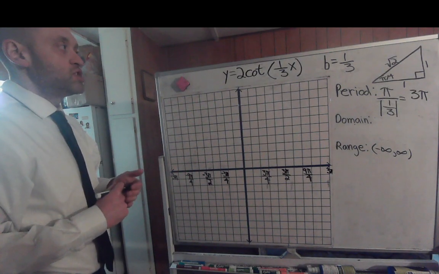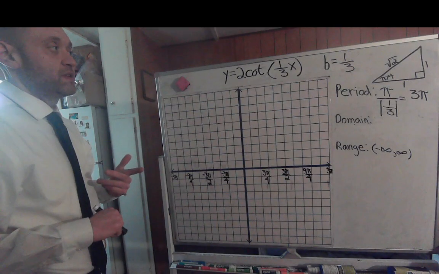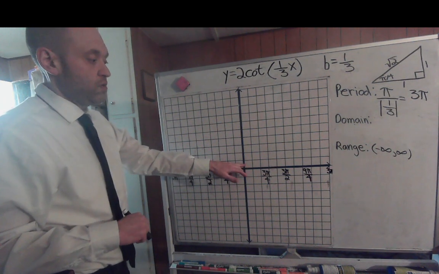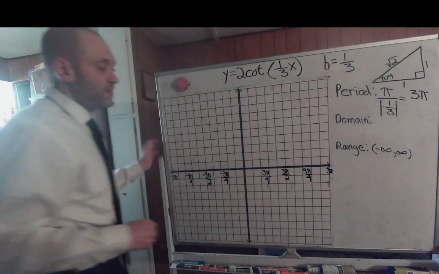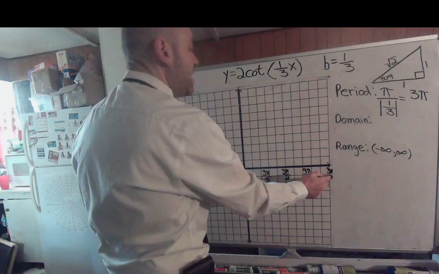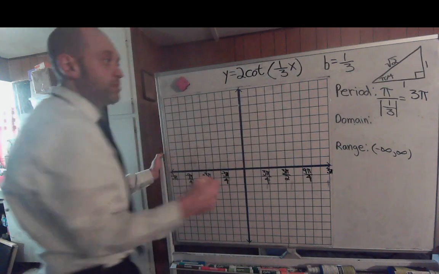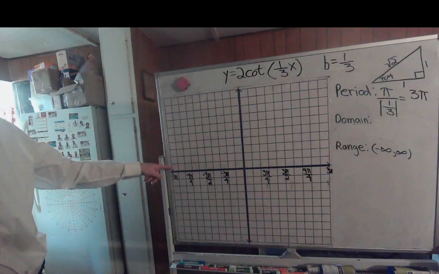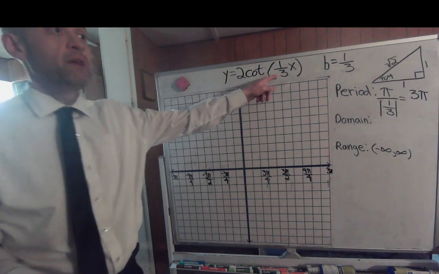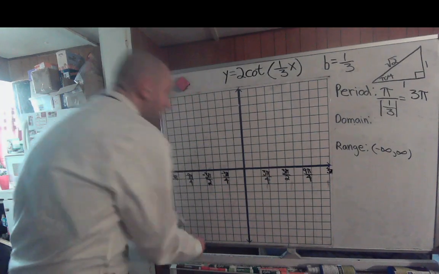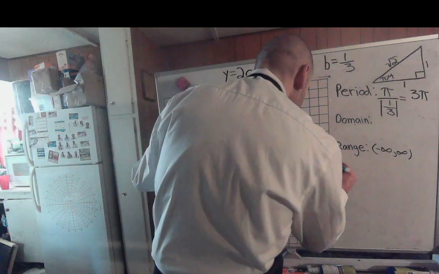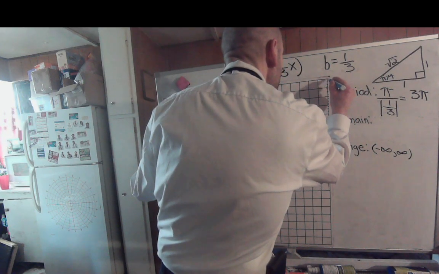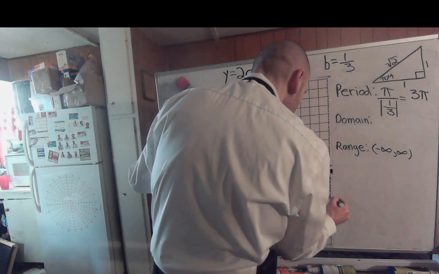Now, when we think of the domain in this case of the cotangent function, the cotangent function is definitely not defined at 0. Now, if I take 3 pi, I would get the cotangent of pi, which is also undefined. If I take negative 3 pi, I would also get the cotangent of negative pi, which is also undefined. So I have my asymptotes at x equals 0, x equals 3 pi, and x equals negative 3 pi. So let's go ahead and plot those asymptotes real quick.